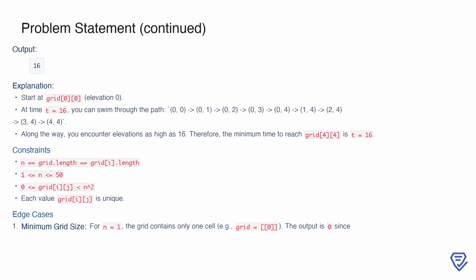For instance, you might follow the path (0,0), (0,1), (0,2), (0,3), (0,4), (1,4), (2,4), (3,4), (4,4). Each step along this path satisfies the condition that the elevation is less than or equal to the current time. This demonstrates how the algorithm must account for elevation constraints when determining the fastest possible route.